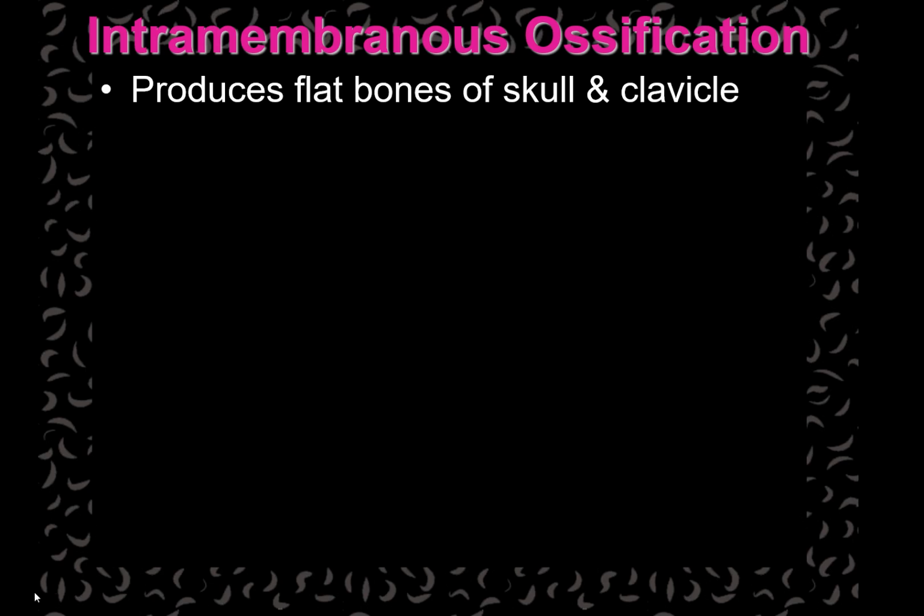Intramembranous makes the flat bones. It's the one I'm least concerned about. So what I want you to know about intramembranous is that it makes flat bones. So flat bones in the skull, like the parietal bone, the sternum, the scapula. That's how these are made.